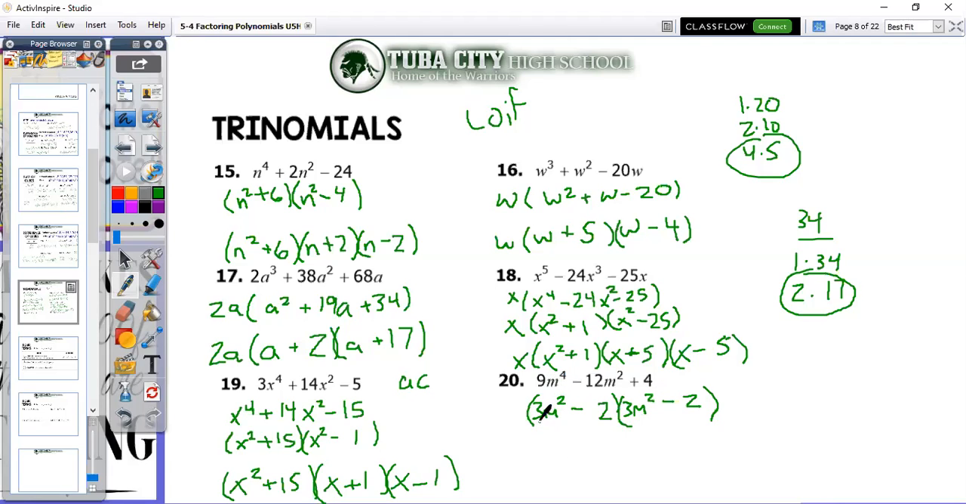And let's check it really quick. So 3m squared times 3m squared would be 9m to the 4. Outside is 6m squared. Inside is also 6m squared. So they're both negative, so it makes -12m squared.